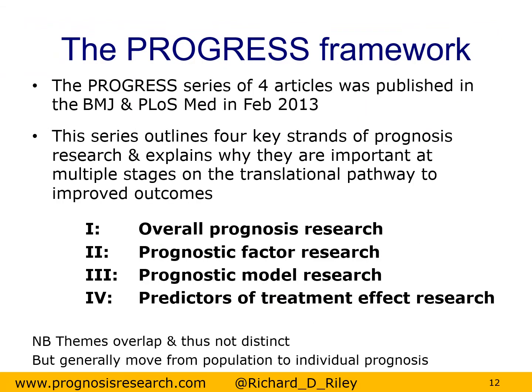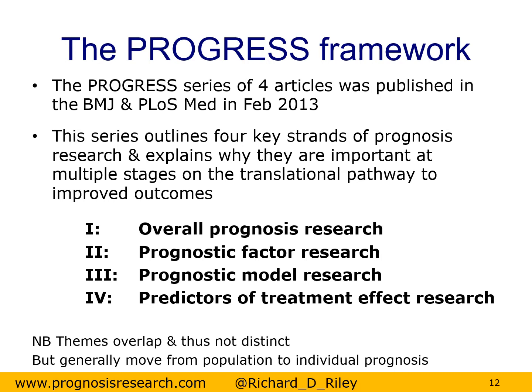Now, our main output was indeed the PROGRESS framework. So this relates to a series of 4 articles that were published by the BMJ and PLOS Medicine in 2013. And this established or set out 4 strands, 4 different types of prognosis research: overall prognosis, prognostic factors, prognostic models, and predictors of treatment effect.